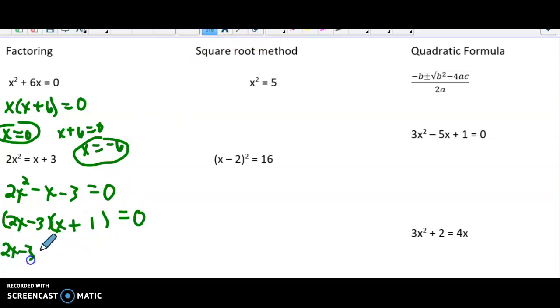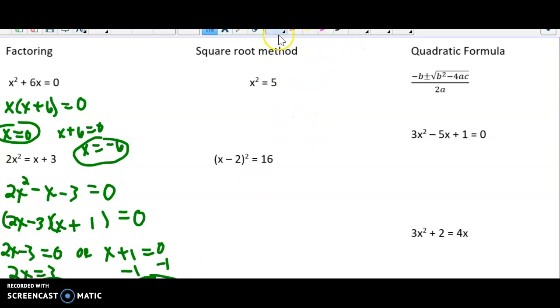Either 2x minus 3 is 0, or perhaps x plus 1 is 0. For 2x minus 3 to equal 0, 2x would have to equal 3, and x would be 1.5, or x is -1. There are two answers to this. This parabola obviously crosses the x-axis twice at 3/2 and -1.